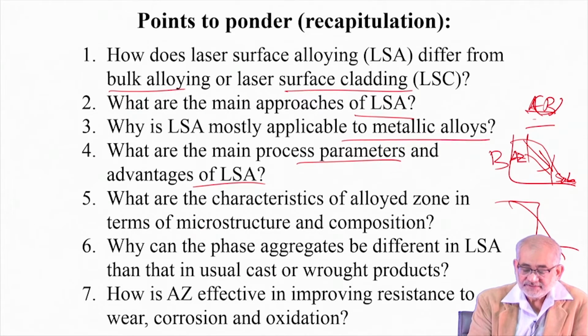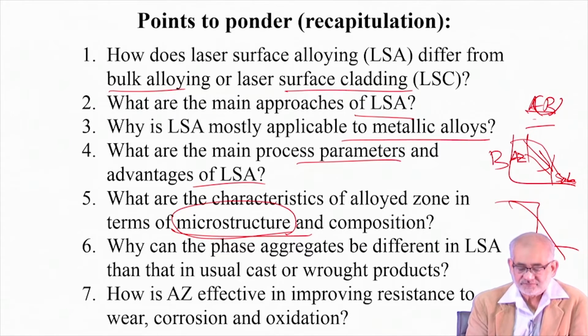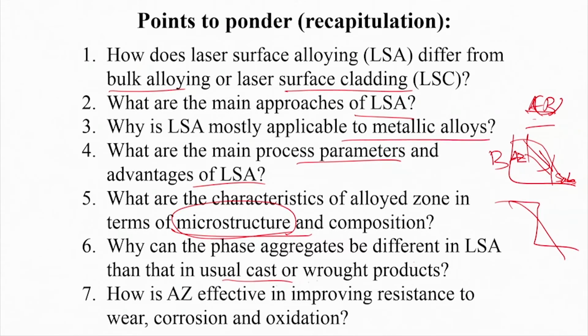We actually need a very thorough characterization of the microstructure and composition, and the main advantage of laser surface alloying lies in the fact that we create a microstructure which is metastable, which is different than equilibrium process microstructures, which actually gives us very many advantages like we saw in the few examples before. And this phase aggregate that we form will be different than a typical cast or wrought product because of this metastability of the microstructure, deviation from the equilibrium processing.